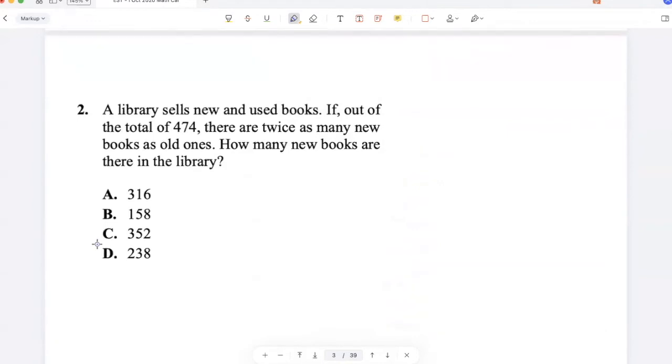A library sells new and used books. If out of a total of 474, there are twice as many new books as old ones, how many new books are there in the library?